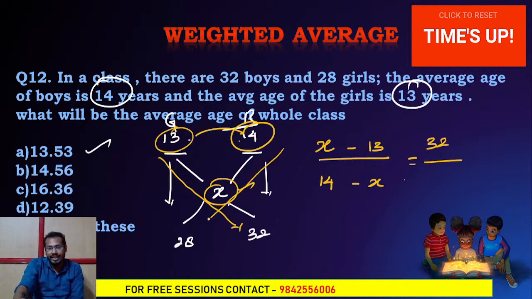For 14 and x I am going to take 28. If you solve this, you will get the answer. How to solve? Just cross multiplication, you will get the answer. 28 into x minus 13.